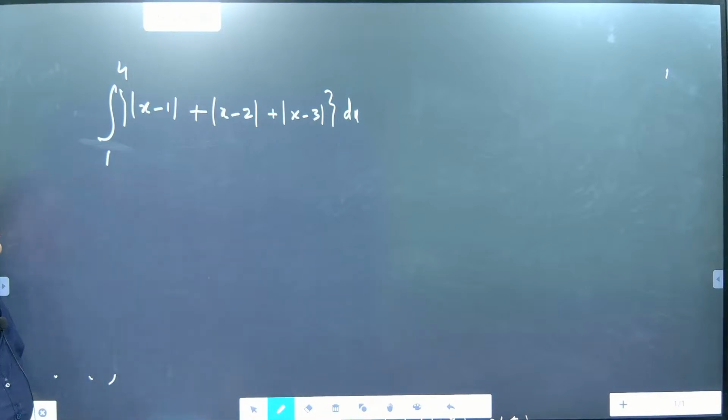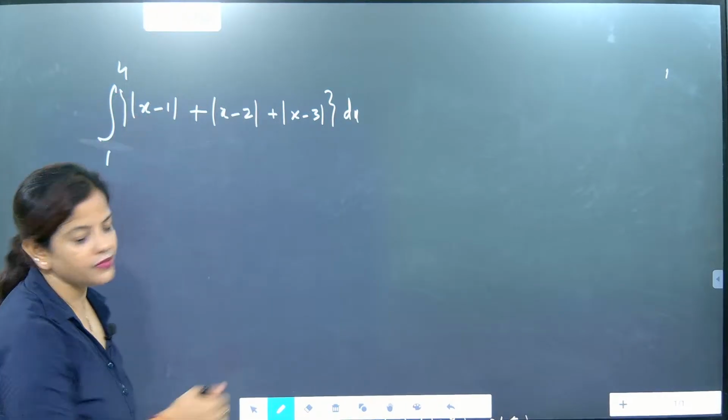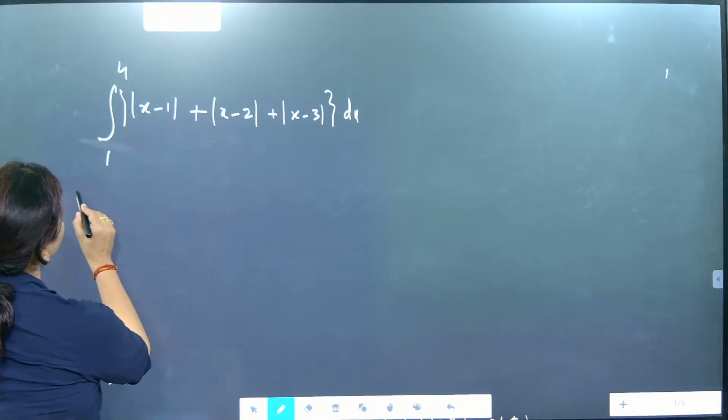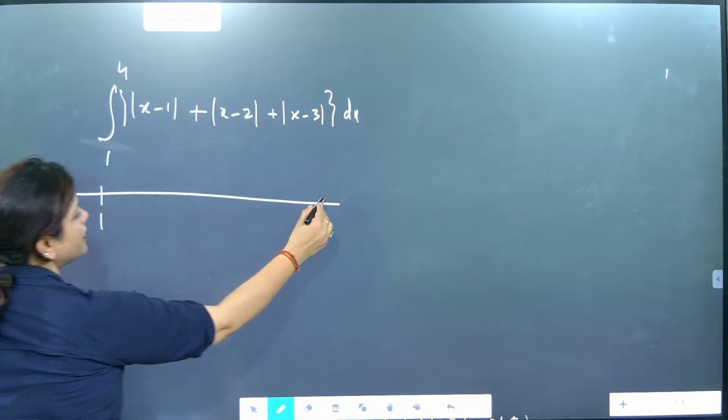Okay, let's check this one out. Your final limit is what, beta? Between 1 to 4 it is coming. Okay. Now listen. First, what we are going to do is just check from here, 1 to 4. So the lower limit is 1, the upper limit is 4.